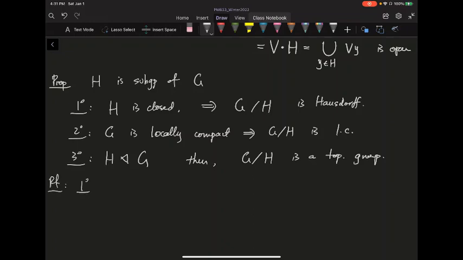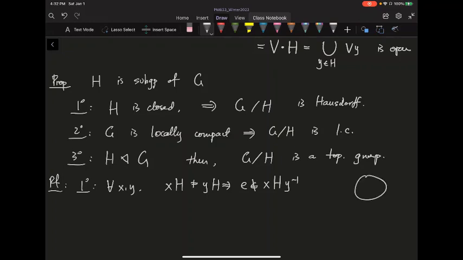Well, for the first one, to show it's Hausdorff, I need to show that if I have any x and y so that xH is not equal to yH, I need to find some sets that separate them. So one thing we know when xH is not equal to yH is that I can consider xHy inverse. First of all, H is closed, so when I translate the closed set, it's clearly also closed. And then I right translate by y inverse, which is also closed. And because xH is not equal to yH, I know that the identity cannot be in there.